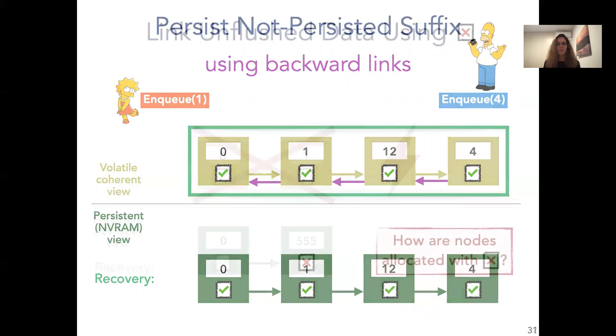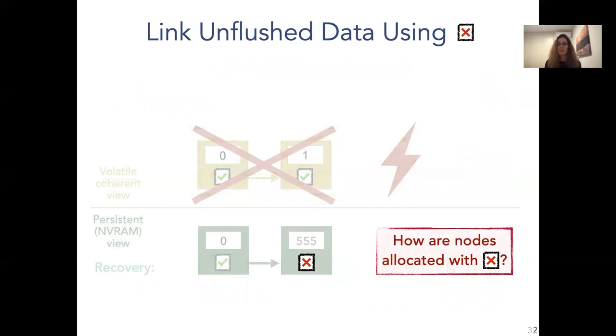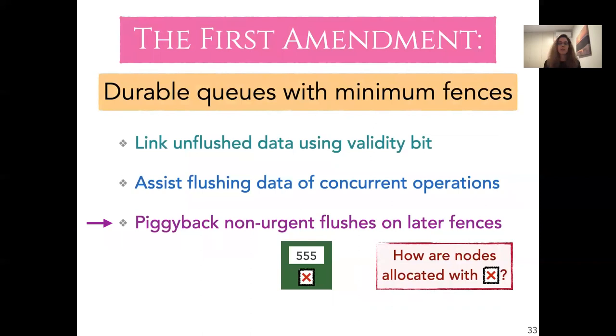Now let's get back to where we left off earlier when we discussed the valid bit. I need to explain how nodes are allocated with an unset valid bit. This concerns the dequeue operation, which is responsible to reclaim dequeued nodes. The dequeue does not persist the unset valid bit of its reclaimed node on its own. Instead, it piggybacks on a following dequeue to help it with the persistence.